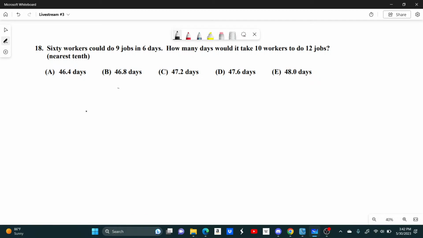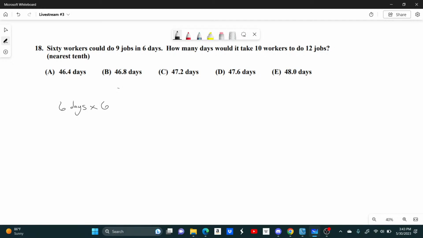Okay, so to start with, the number of days originally. So we have 6 days. And just take it term by term. So if we have 60 workers and you go to 10 workers, well, now we have a sixth as many workers. So it's going to take 6 times as long, right? So multiply by 6, because now we have a sixth of the people working on it.